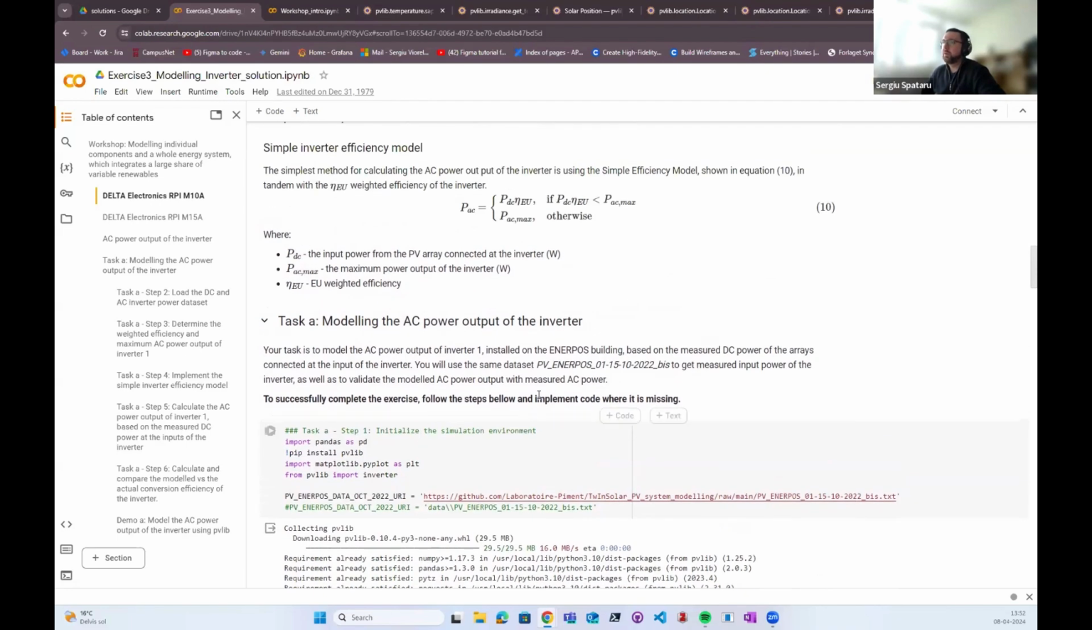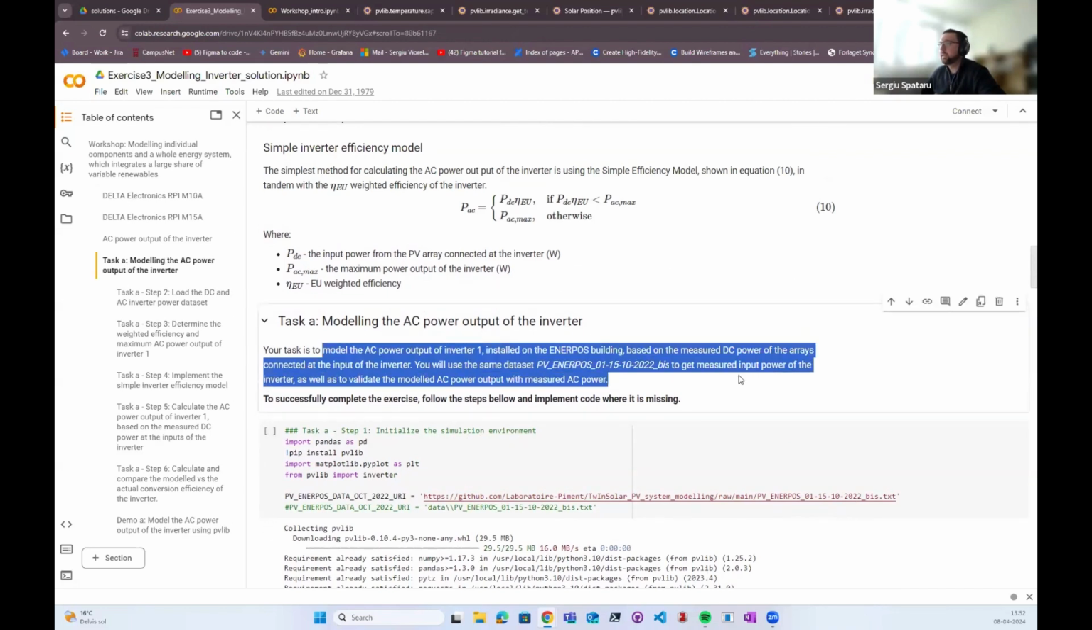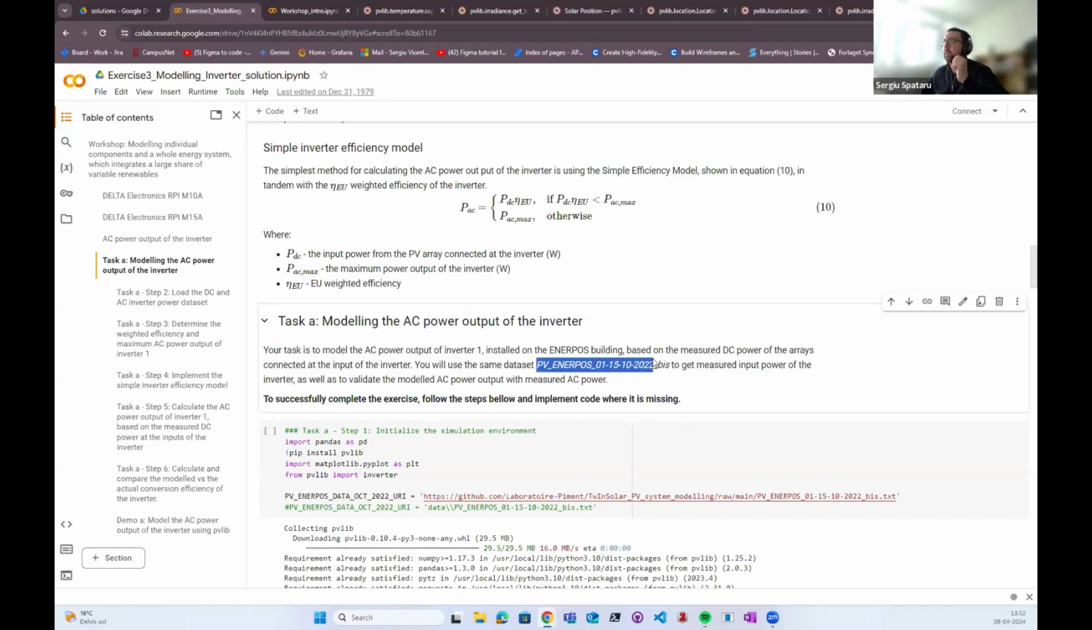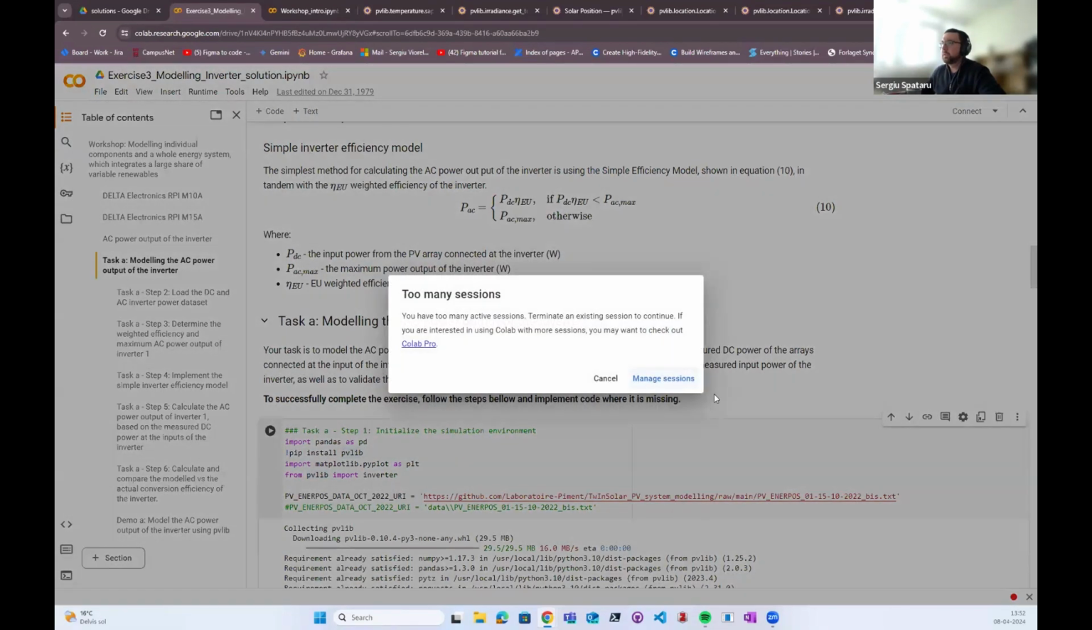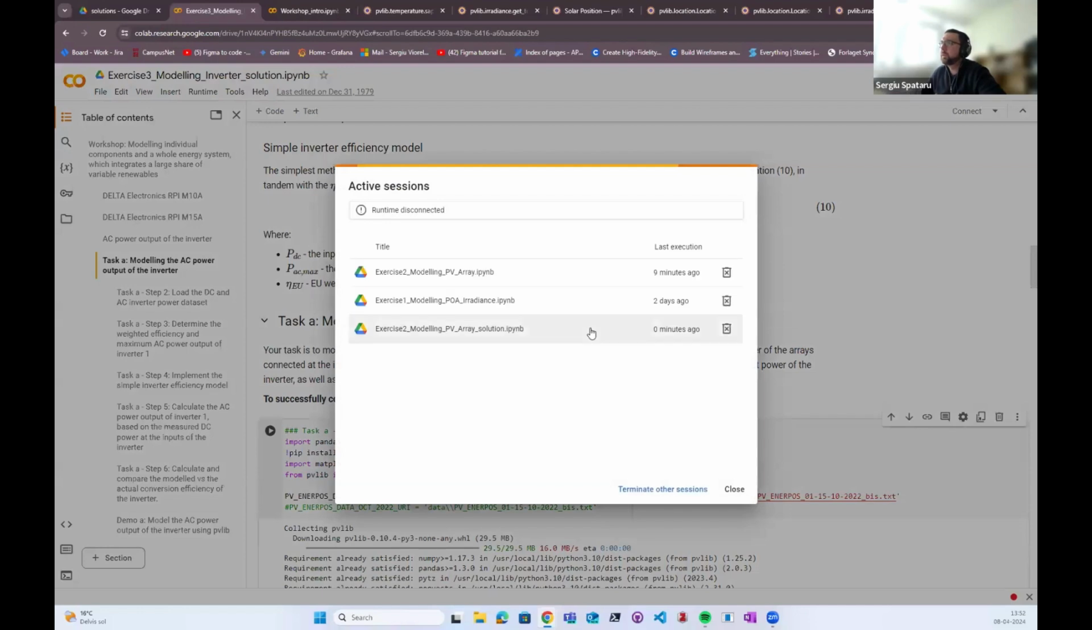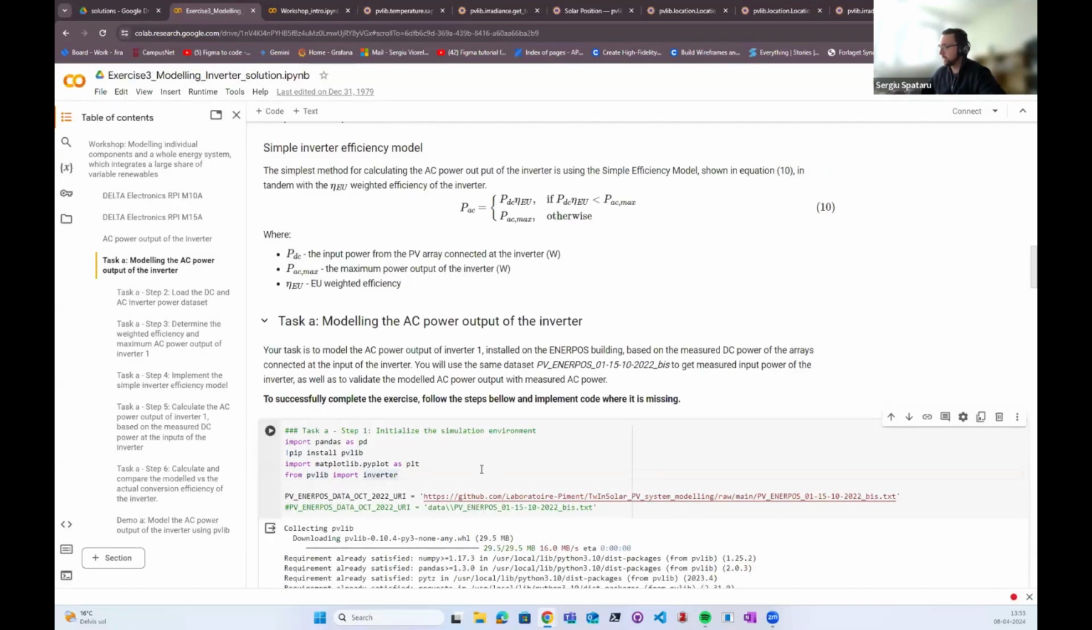So let's see how good a model like this is. What we will do, we will model the AC power of inverter 1 based on measured DC power for inverter 1 for these 2 weeks. First, I need to disconnect some sessions. So I'll disconnect this one. Let's see how this goes.